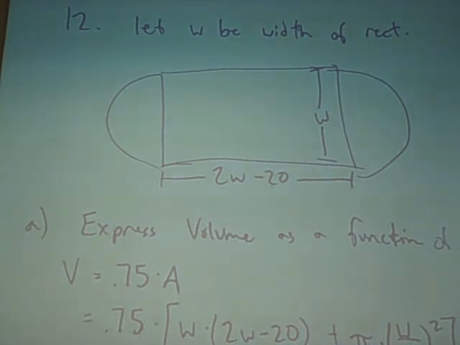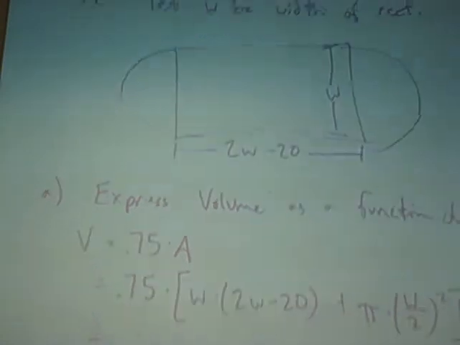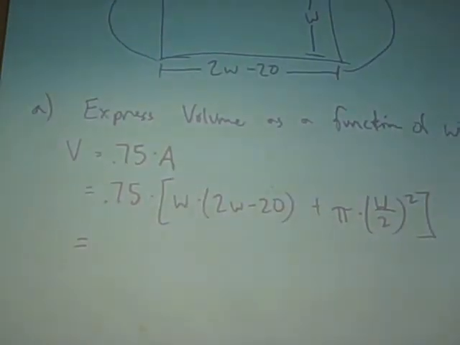I don't know how much you could really do with that. I guess you could clean it up a little bit. I don't know how my MyMathLab would want that, but we could distribute and combine a few like terms. You could combine the W squareds, I guess. But there's not really a whole much more you can do with that.